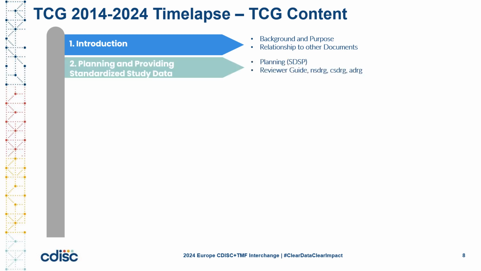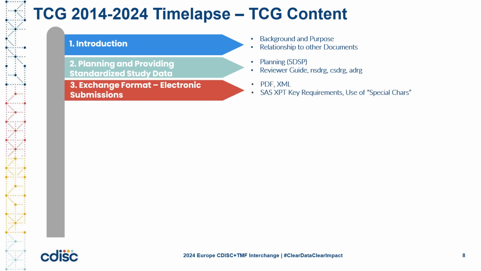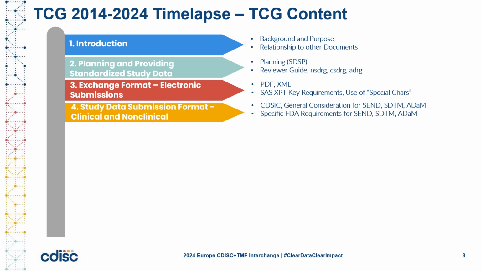The need for planning ahead and sharing the data standard submission plan with the agency. The supported exchange format, such as the much loved SAS XPT. Section 4, that's the biggest section in size, number of pages. It's where the agency provides additional requirements on how to submit clinical data and non-clinical data using data standards.